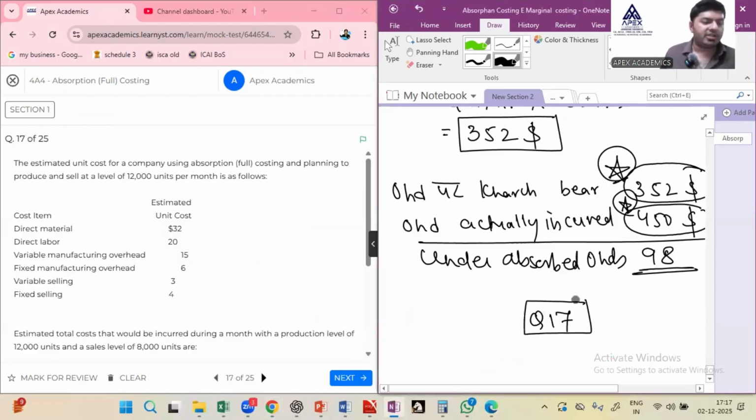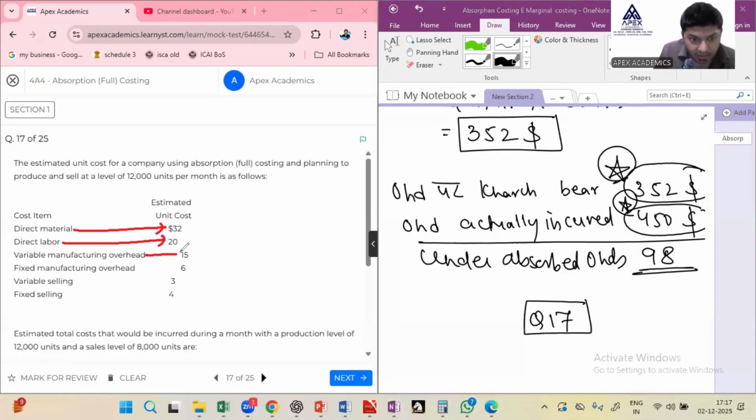What does question number 17 say to us? Question number 17 says that the estimated unit cost of a company using the absorption full costing method at a production and a sales level of 12,000 is given to us. Direct material 32, direct labor 20, variable overhead 15, fixed manufacturing 6, variable selling 3, and fixed selling 4.